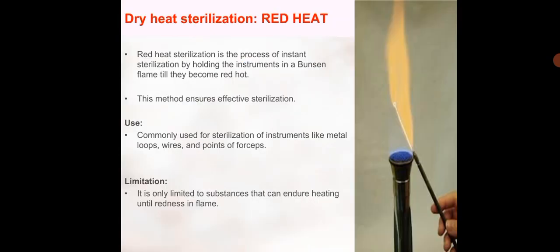Red heat. Red heat sterilization is a process of instant sterilization by holding the instruments in a Bunsen flame till they become red hot. This method ensures effective sterilization. It is commonly used for sterilization of instruments like metal loops, wires, and points of forceps, but is only limited to substances that can endure heating until red in flame.